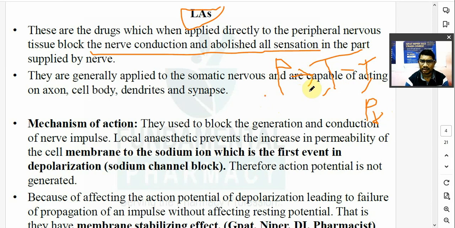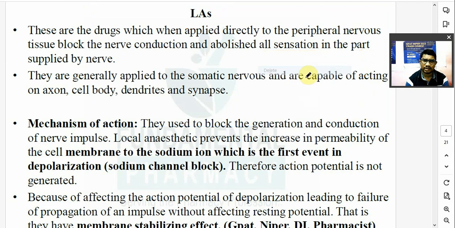सबसे पहले क्या है pain, उसके बाद में क्या है touch, उसके बाद में क्या है temperature, उसके बाद में touch and उसके बाद में pressure. So these are the drugs when they are applied locally, they will block all sensation. They will block the nerve conduction and abolish, means stop, all the sensation in the part supplied by the nerve.